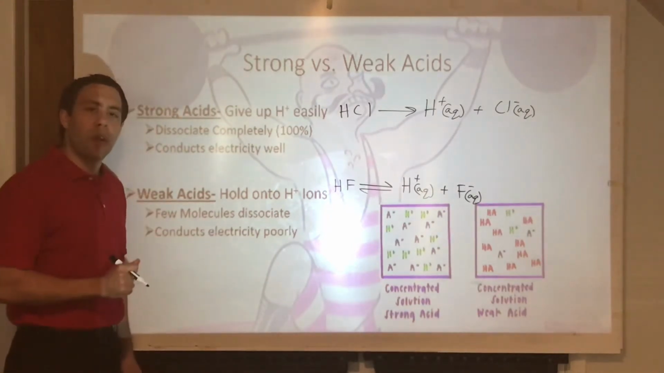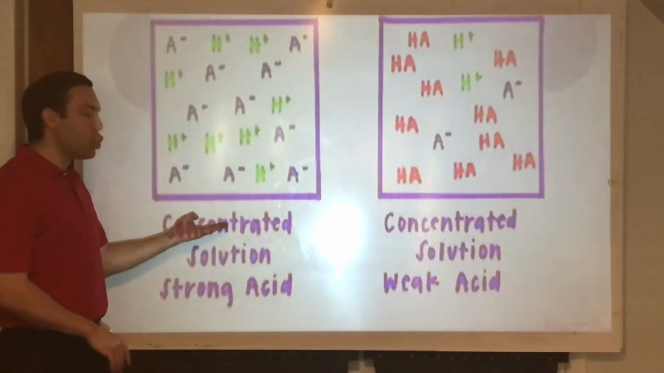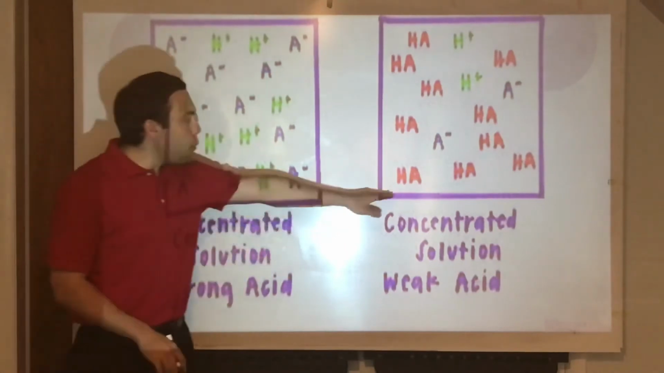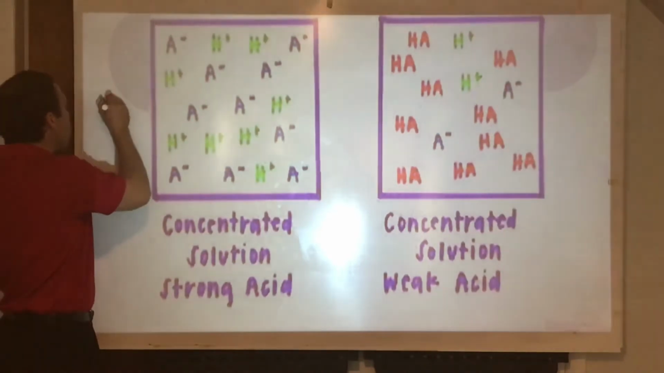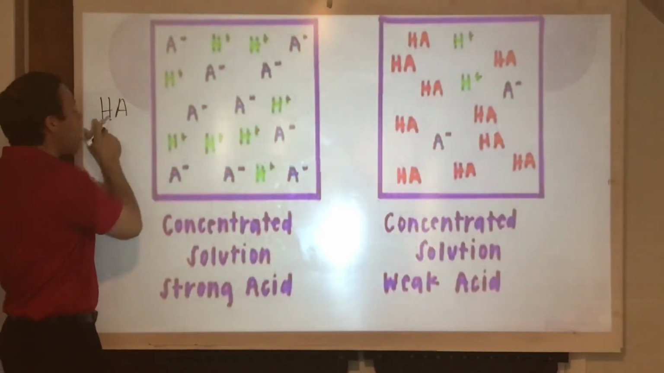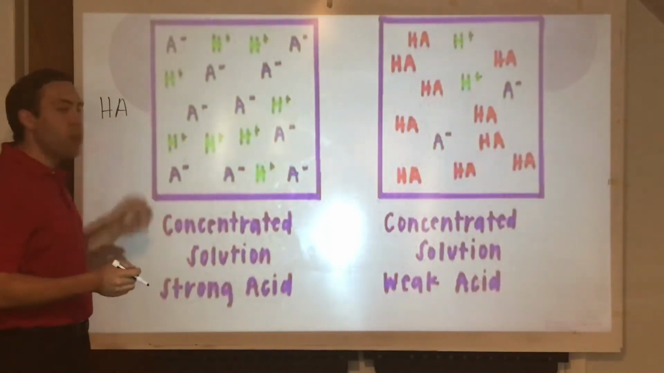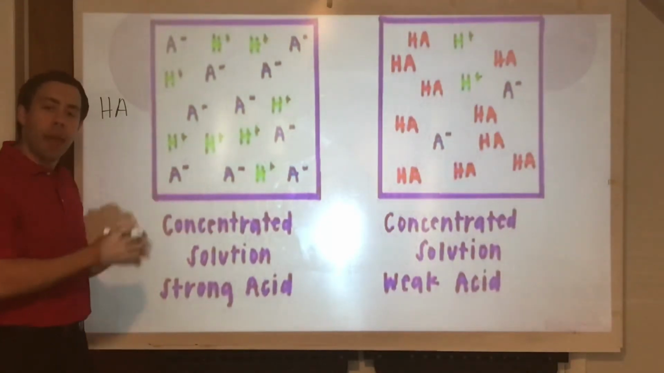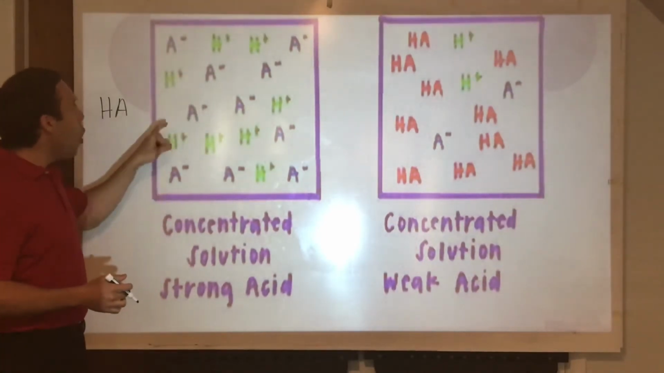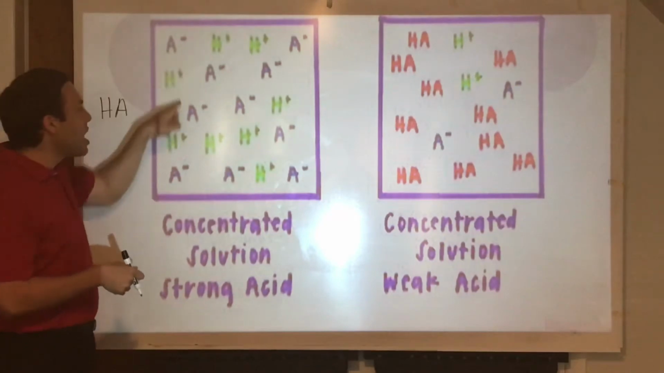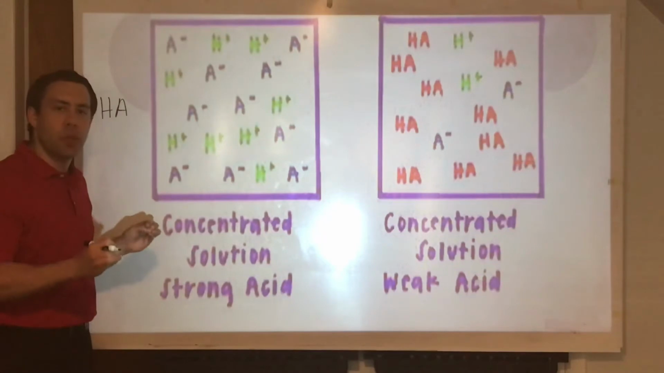Let's take a look at the diagram. Here we have a diagram representing a strong acid on the left and a weak acid on the right. Now, if the acid was represented as HA, where H would represent the H+ ions after it dissociates, and the A would be the negative ion, the anion, after the acid dissociates. You'll notice here in this first box, all you have is H+ and A-. This is a strong acid, it completely dissociates.